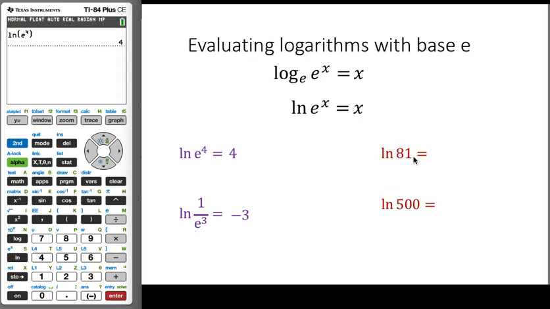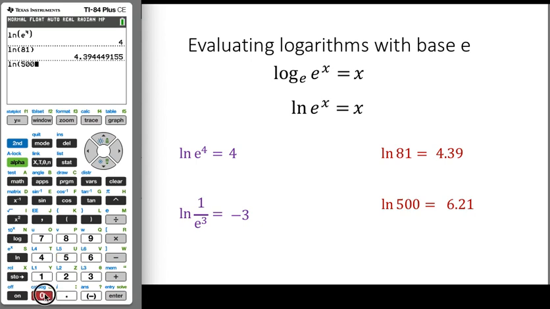So these ones, you just put them straight in. Ln 81. And ln 500. I say ln because I'm from Australia. Some Americans say lon. Ln makes sense to me. There we go, 3 significant figures. All right.